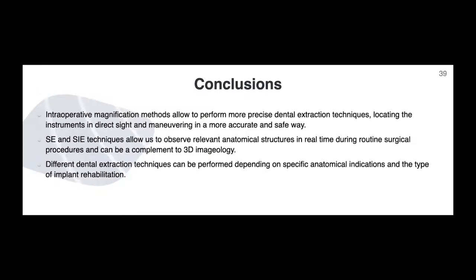And finally, different dental extraction techniques can be performed depending on a specific anatomical indication and the type of implant rehabilitation, of course. In this regard, having a good variety of equipment, for example, a microscope and an endoscope in simultaneous use, both, and micro instruments should be the gold standard to perform predictable procedures in oral and implant microsurgery.